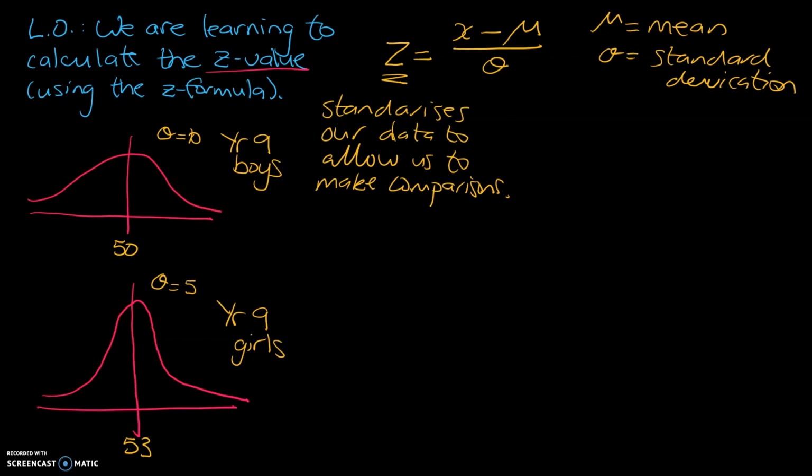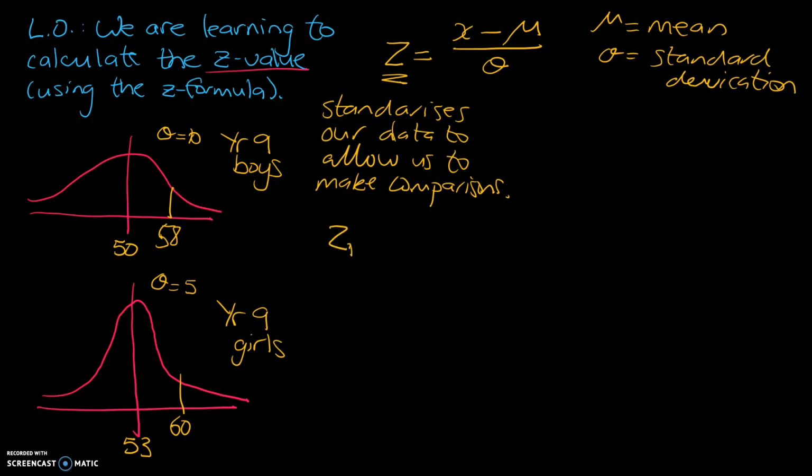And what we're going to do is we're going to compare. We've got, let's say, a year 9 girl who weighs 60 kilos and a year 9 boy who weighs 58 kilos. And we're trying to make a comparison. How is one bigger than the other relative to the mean and the standard deviation of their groups? So let's look at the year 9 boys. We're going to do them up here.